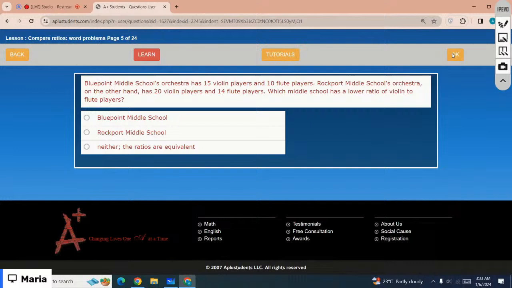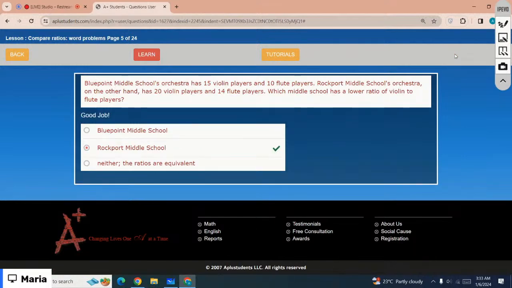Just convert them into percentages, right? So 15 divided by 10 is 150% and 20 divided by 14 is 142%. So who has the lower ratio? The second one, Rockport, has the lower ratio than the Blue Point Middle School. So the second one is the correct option. Rockport Middle School has the lower ratio. Very good.